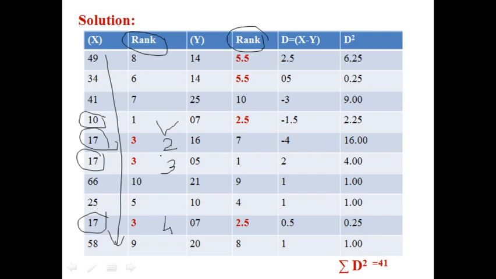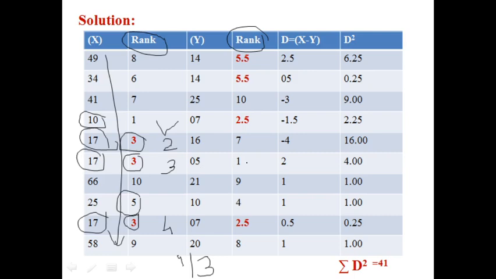But for this example, what we have to do is sum these three values: 3 plus 2 is 5, plus 4 is 9, and divide by 3, so you will get 3. So for all these repeated 17 values, the rank should be 3 instead of 2, 3 and 4. And then the next rank is 5 instead of 4. And similarly here.